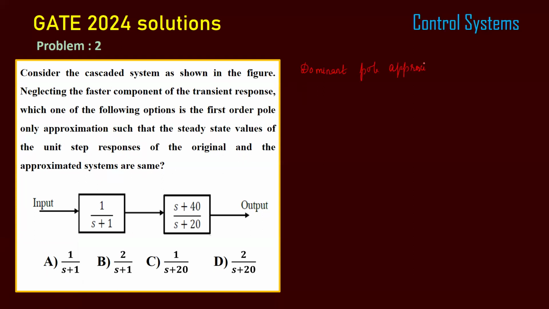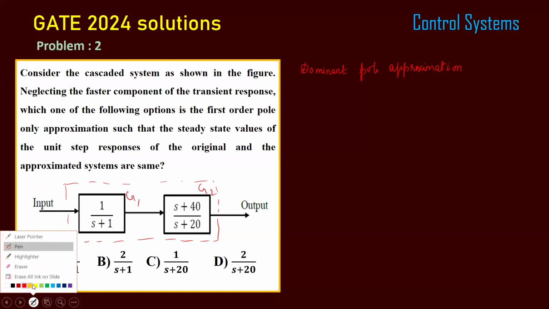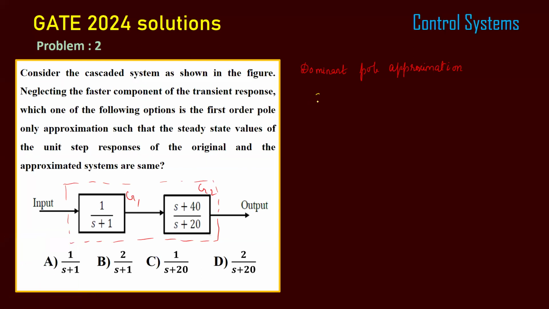First we will find out the transfer function of the given system. This is a cascaded system, so the gains should be multiplied. This can be taken as G1, G2. So G1 and G2 should be multiplied to get the final transfer function. Therefore, for the given system, the transfer function C of S by R of S equals S plus 40 by S plus 1 into S plus 20. This is the pole zero form.